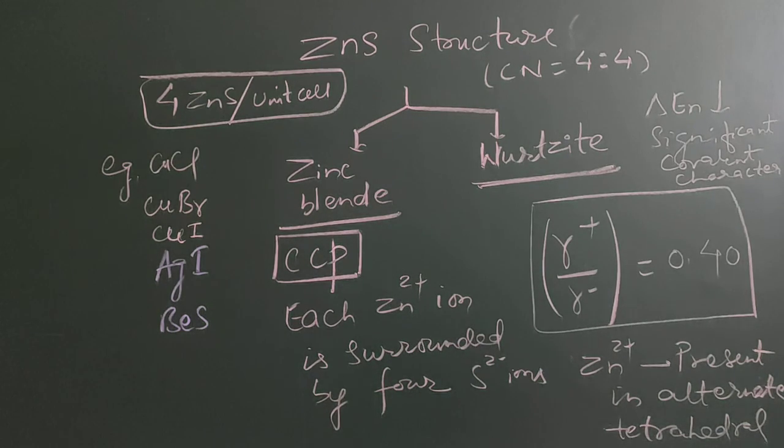It has a cubic close packed or FCC structure, with each Zn2+ ion surrounded by 4 S2- ions, and each S2- ion surrounded by 4 Zn2+ ions. Zn2+ ions are present in alternate tetrahedral voids. So in per unit cell there are 4 ZnS units.